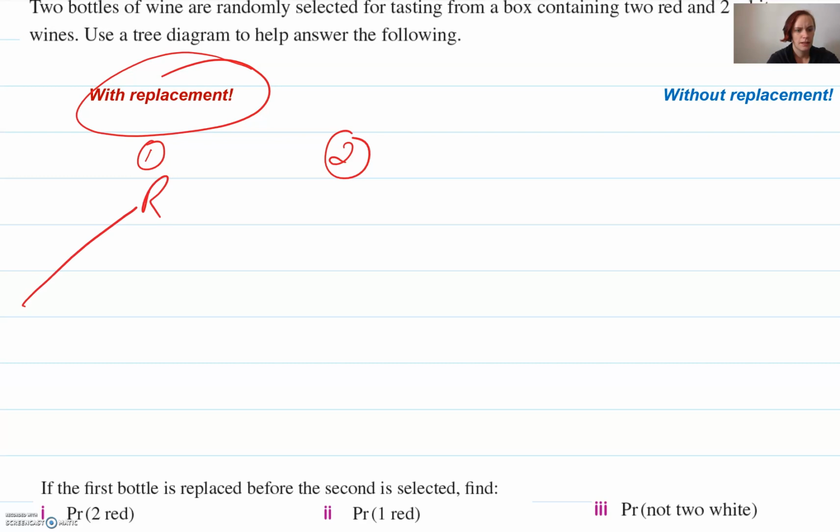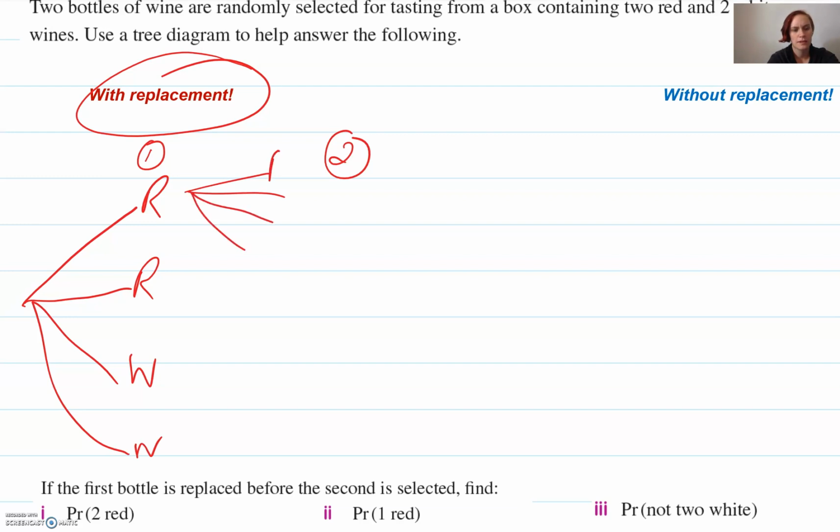So red, give yourself some room, red, white, and white. We know in our second one, I'm going to have all the same opportunities. Red, red, white, white. And we would keep going like that until I have filled out every single combination.